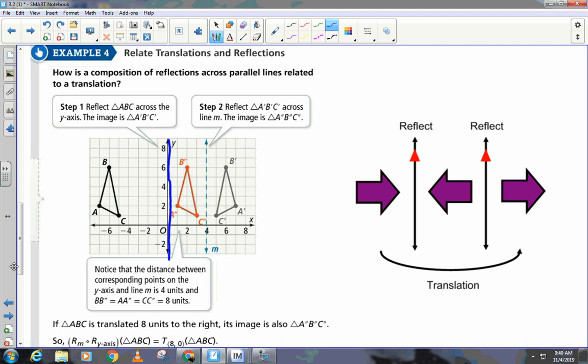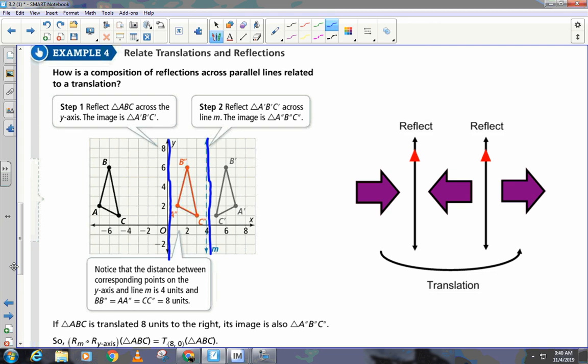Then we want to reflect over line M. This right here is line M. So they're going to take this new image, which now becomes my pre-image, and I'm going to reflect it back to the left over line x equals 4, right? All right. So what happened? What ends up happening in the end?